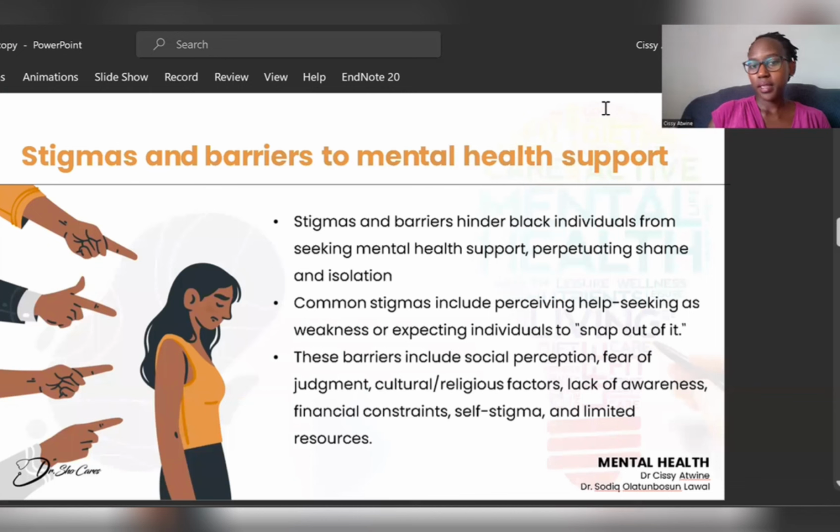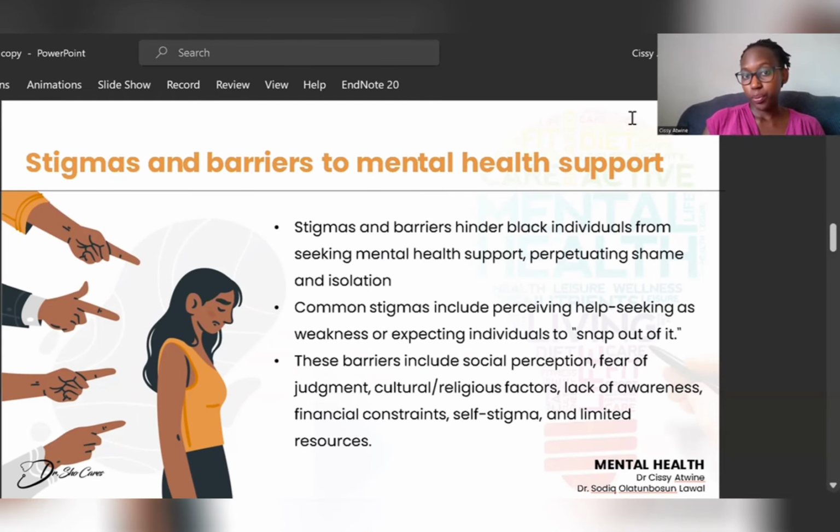In terms of stigmas and barriers to mental health support, we have a lot, especially in Black people. We struggle with stigmas, and barriers hinder Black people from seeking mental health support. For instance, there's a lot of stigma, with help-seeking perceived as being weak, or people being expected to snap out of it.